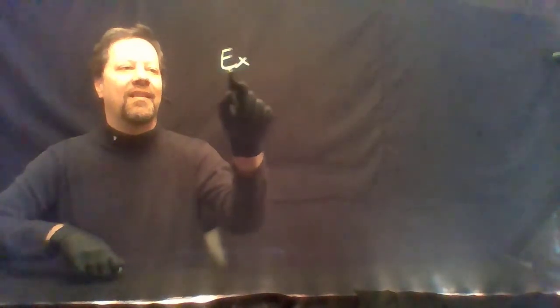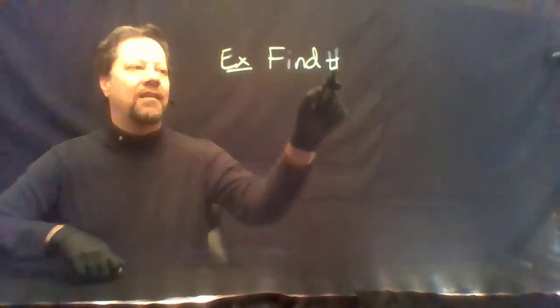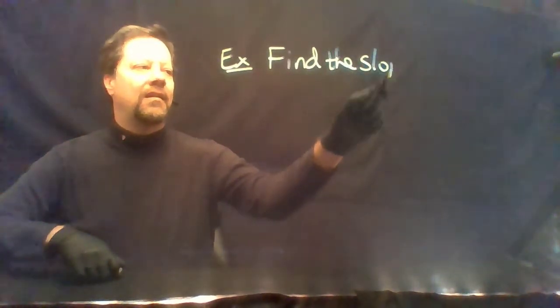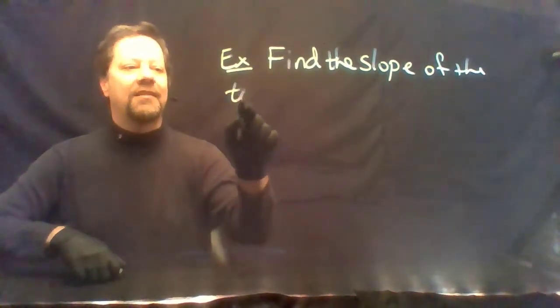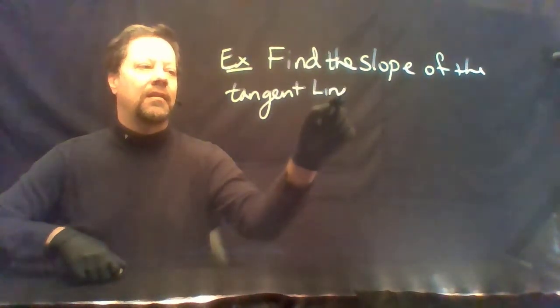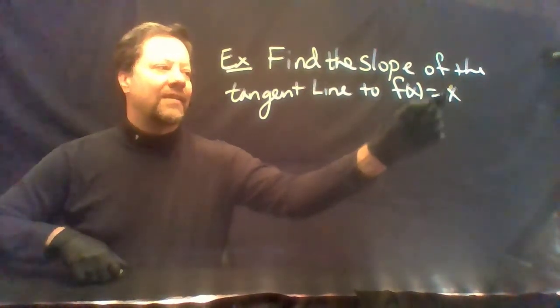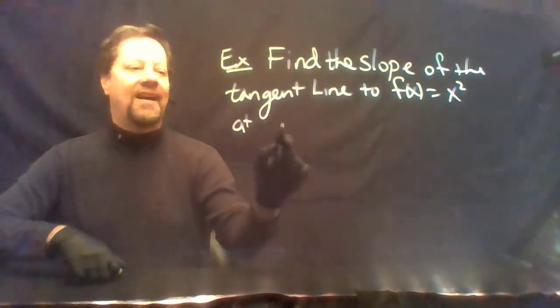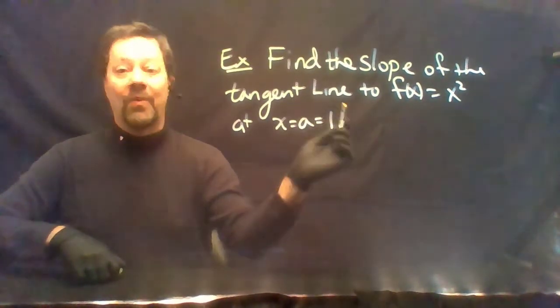Let's calculate one of these just to get some practice with what we're doing here. Let's find the slope of the tangent line to the function f of x equals x squared at a equals 1.